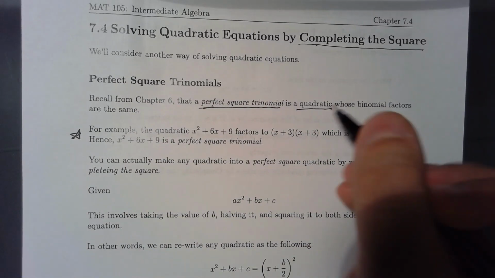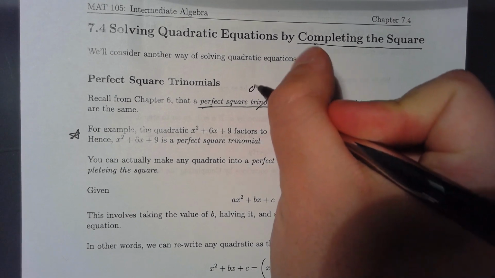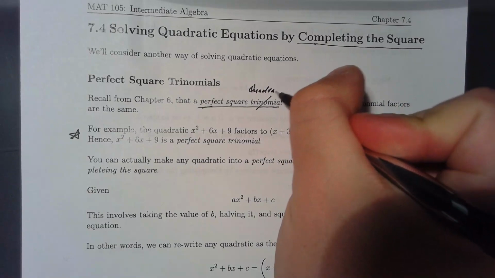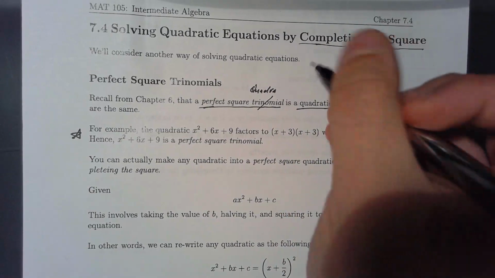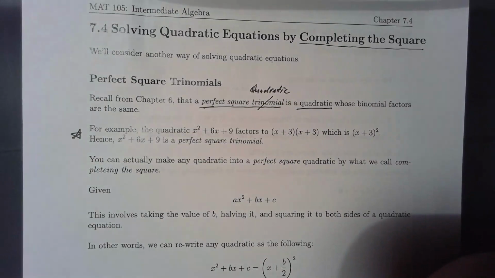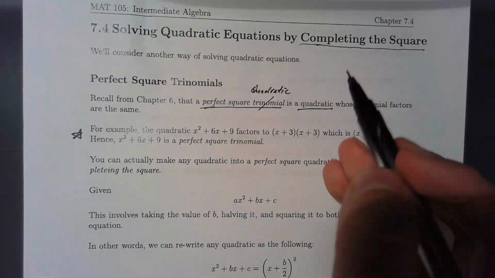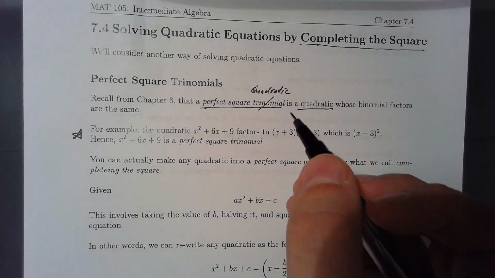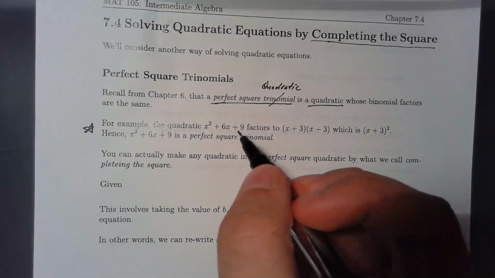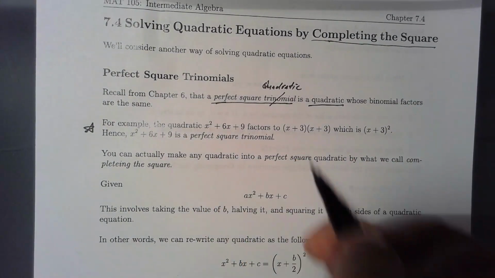So I guess I could replace trinomial here with quadratic if I wanted to be more specific. But basically, by completing the square, we can make a quadratic into a perfect square quadratic.